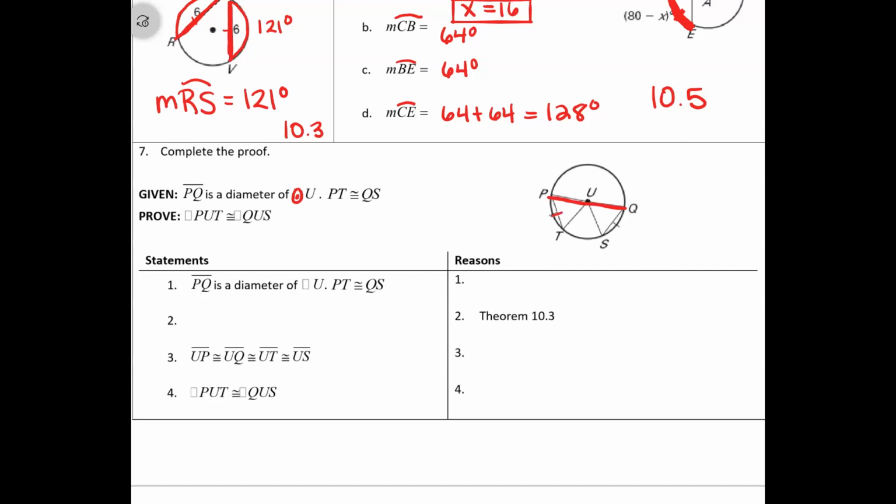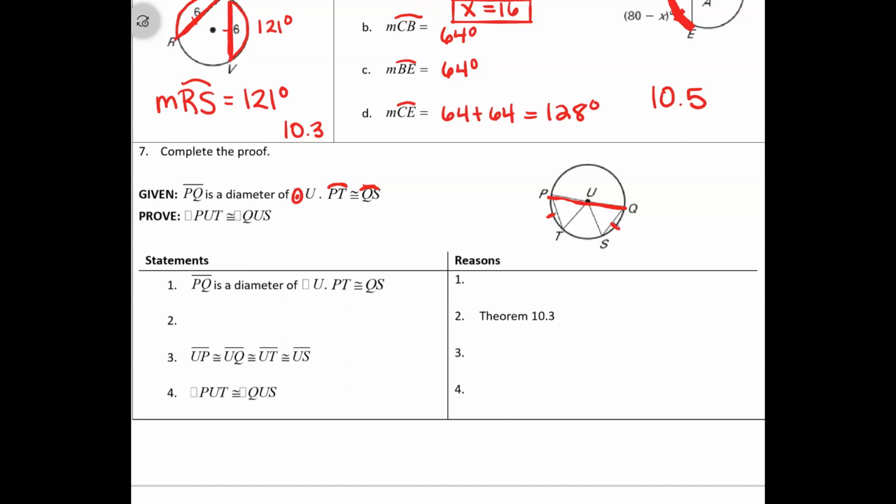PT is congruent to QS. Those should also have lines over them. Actually, nope, this is arcs. So let me get rid of those. And the arcs are what's marked in the picture. So the arc PT and arc QS are congruent.